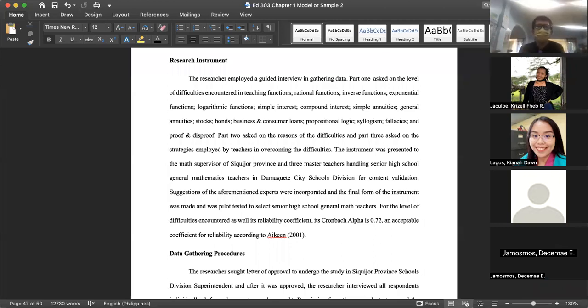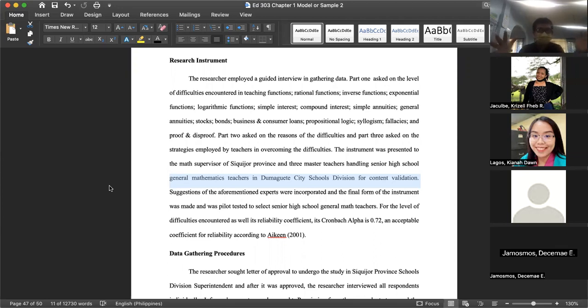The pilot testing should not be done within the target population. So if your research locale and your target population is in Siquijor, then you are not going to have it in Siquijor. Have it in Dumaguete Schools Division. In the sample proposal, chapter 1, the research locale was Siquijor DepEd Division, and the pilot testing was done here in Dumaguete.